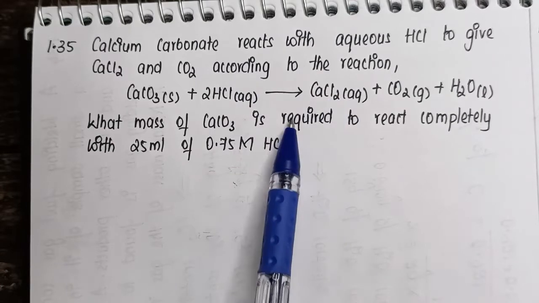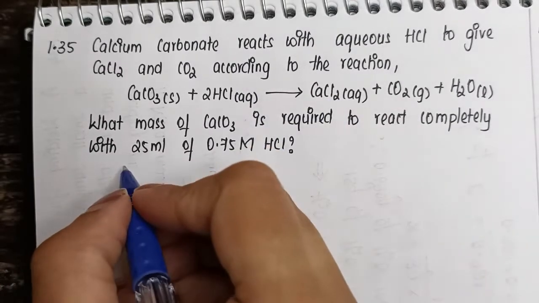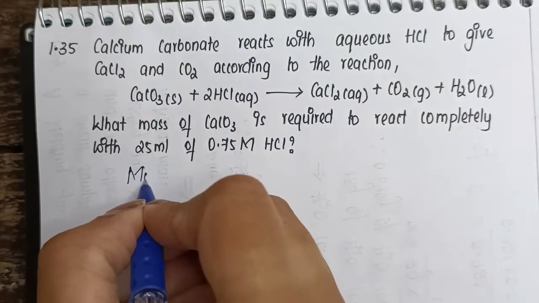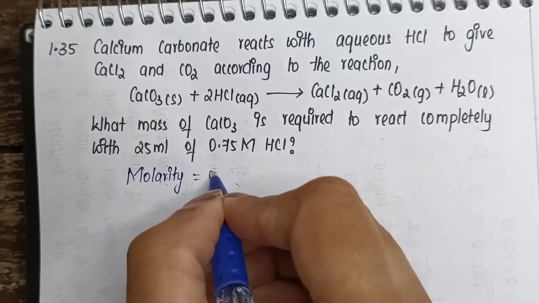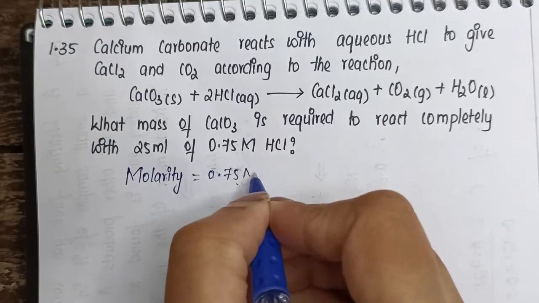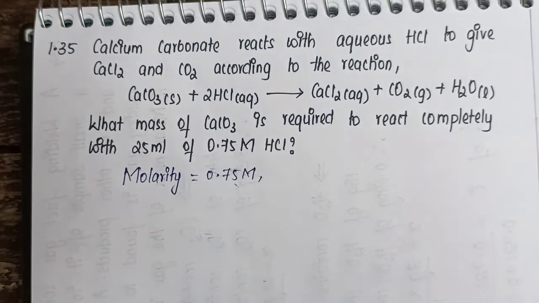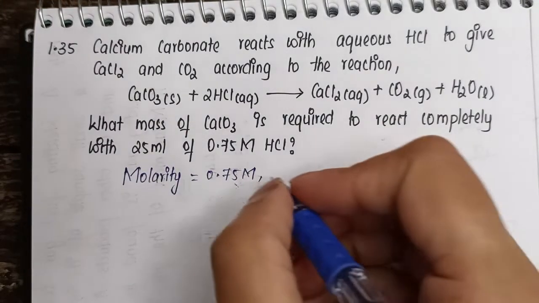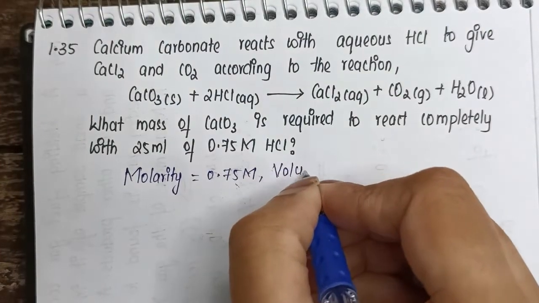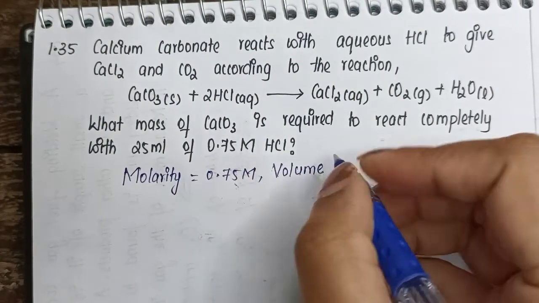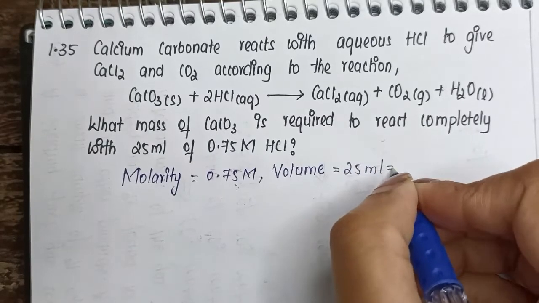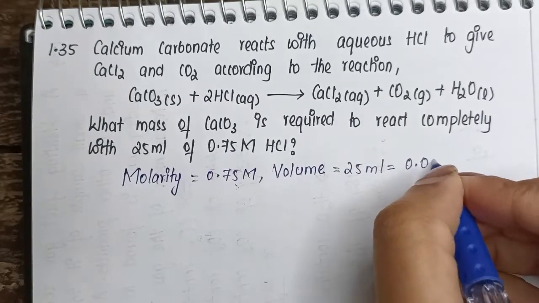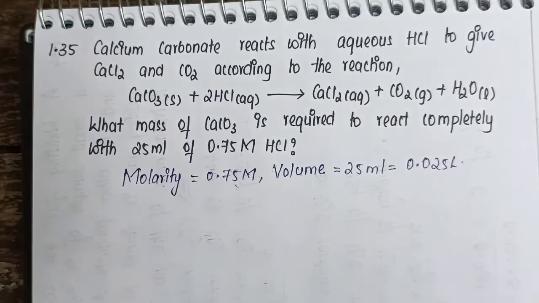So first let's write down the parameters given to us. We are given molarity, which is equal to 0.75 molar. Then we are given volume, and for molarity, volume has to be in liters. So the volume given to us is 25 ml. When we convert it to liters, it's going to be 0.025 liters.